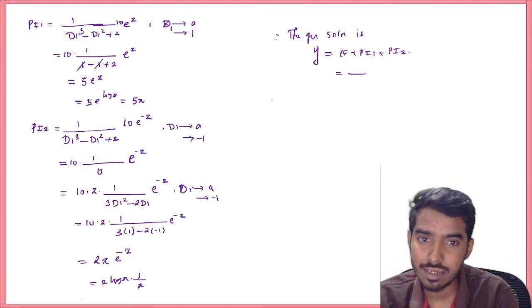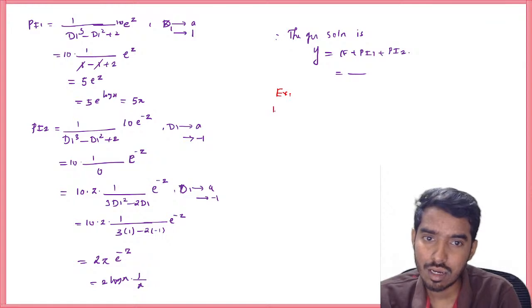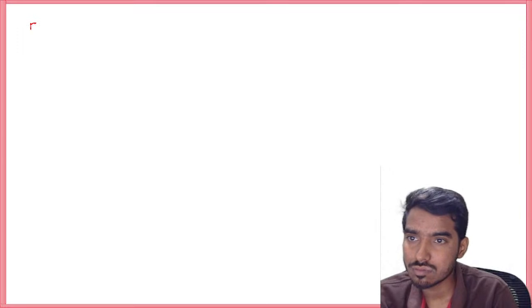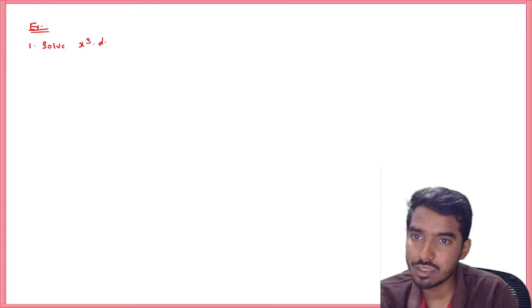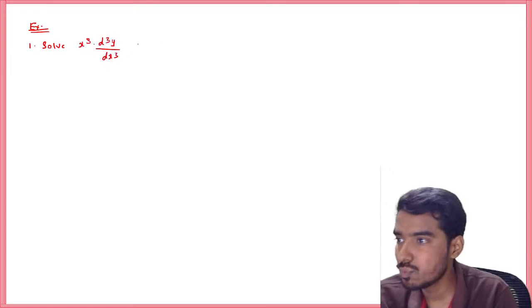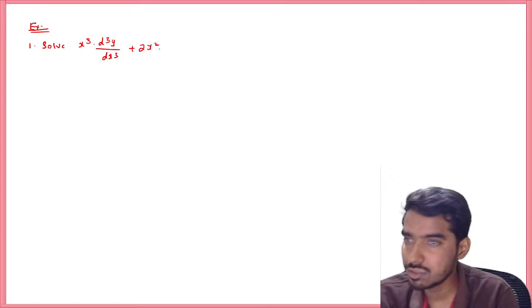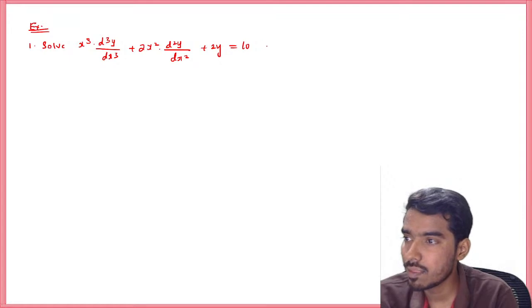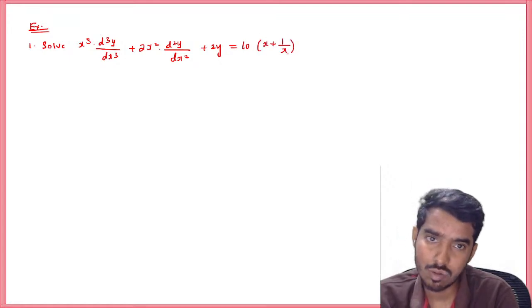I'll give you an exercise problem, right? I'll give you some exercise problem. To solve x cube d cube y by dx cube plus 2x square d square y by dx square plus 2y is equal to 10 into x plus 1 by x, right?